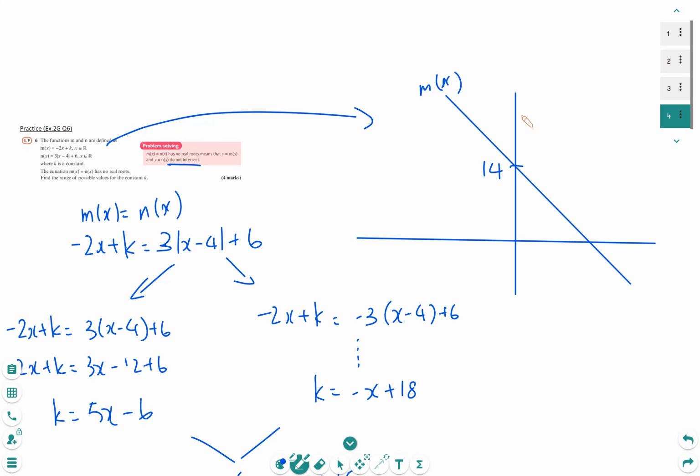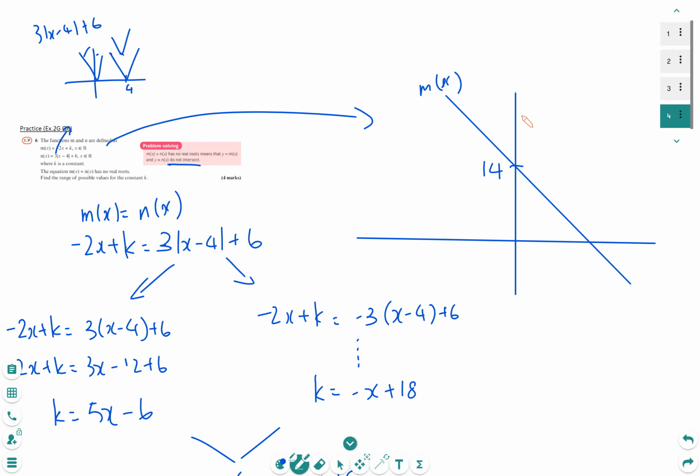Now for n of x, let's try to draw a mini graph for n of x first. So 3 modulus of x minus 4 plus 6. Originally it's like this. We move to the right by 4, so that becomes this. We're stretching y by 3, which doesn't matter. We move up by 6. Plus 6 means the answer will be here.